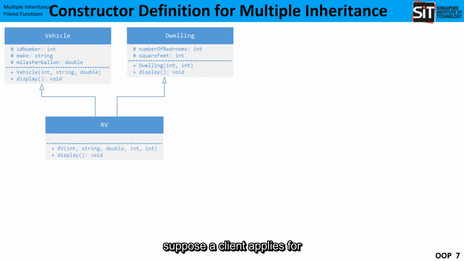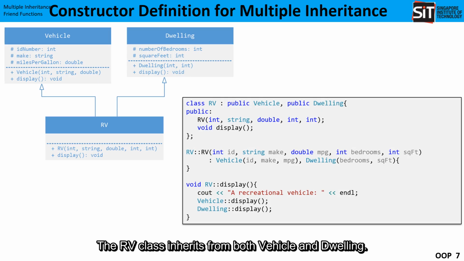Next, suppose a client applies for a loan on a recreational vehicle called RV. The RV is a vehicle, you drive it, it runs on gas, but this RV is also a dwelling where you cook, you sleep, you live in it, at least during the road trip. This new class named RV inherits from both the vehicle and dwelling, as shown in the class diagram. The RV class inherits from both vehicle and dwelling.